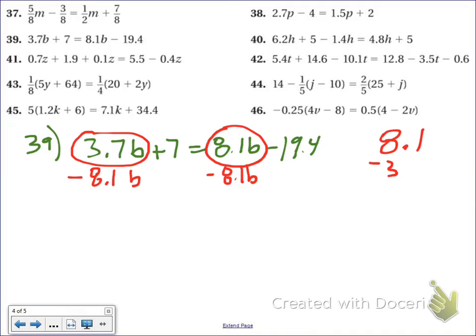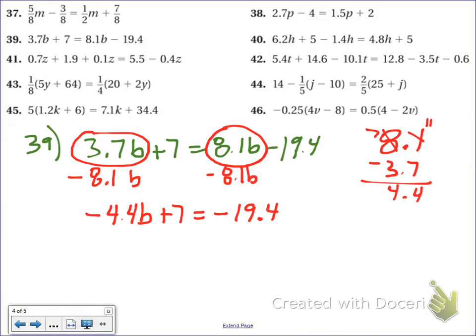And again, when I subtract, I'm going to line up the decimal place. So it's 8.1 minus 3.7, and the decimal place lines up. So when I do the math, I need to borrow, and 11 minus 7 is 4, and then 7 minus 3 is 4. So I have negative 4.4b plus 7 equals negative 19.4.